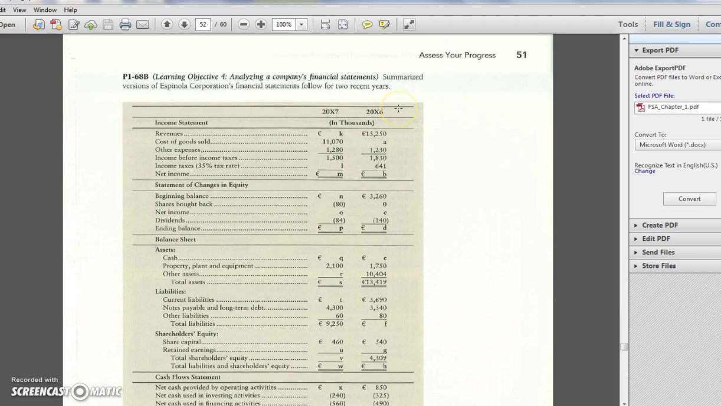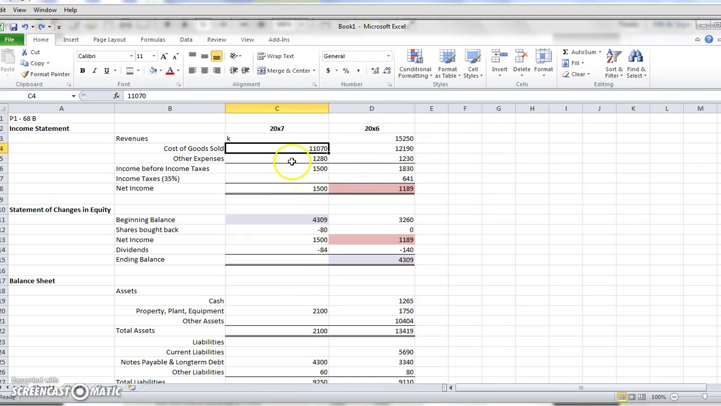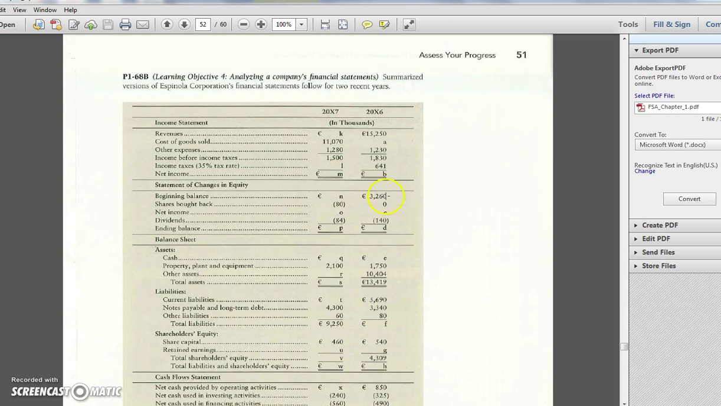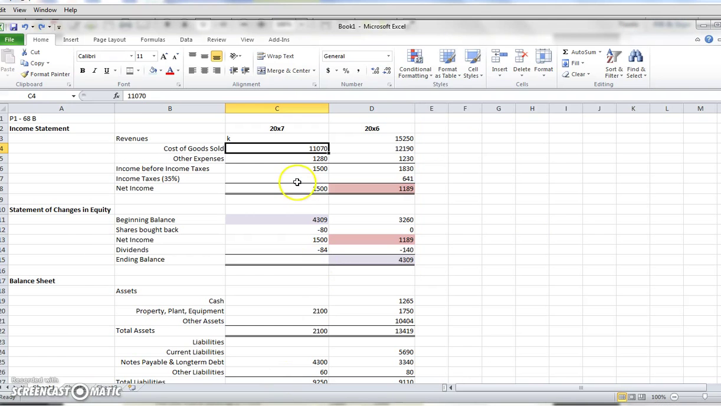1-68B. In the first screencast video, we did 2000X6. Now let's do 2000X7. In order to do that, remember I suggested we construct your own spreadsheet, rather than working in the confines of your textbook. This gives you more flexibility.